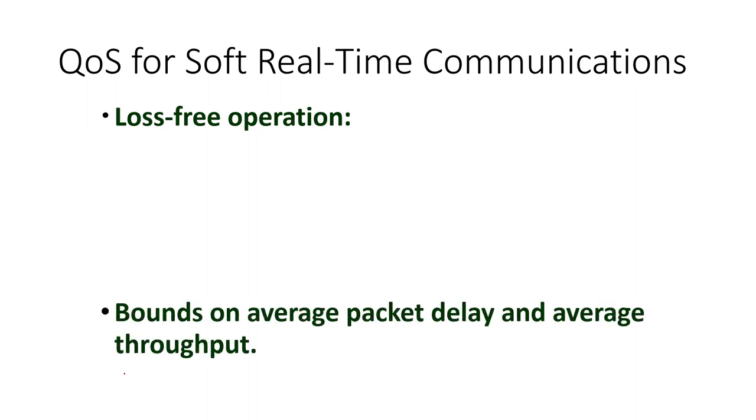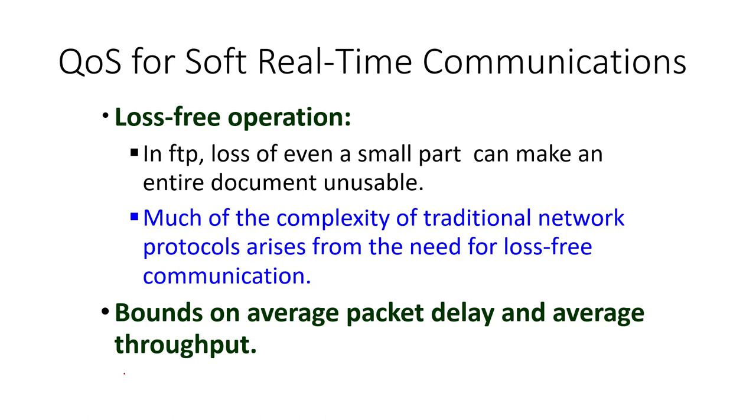If you look at soft real-time communications, at least one thing that we want is loss-free operation, which basically means that if you consider any protocol such as FTP, file transfer, you can't even lose one byte. If you lose a single byte, the entire thing goes. That is why there is a need for a retransmission mechanism. Much of the complexity of traditional networks arises from the fact that you can drop packets, but end-to-end a packet drop is not allowed; whatever the sender is sending, the same has to be received.